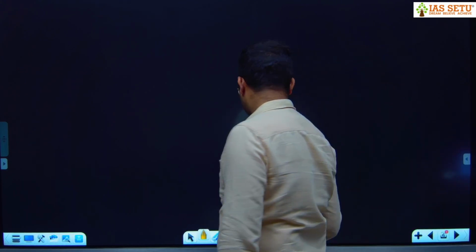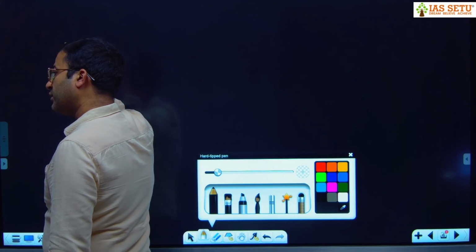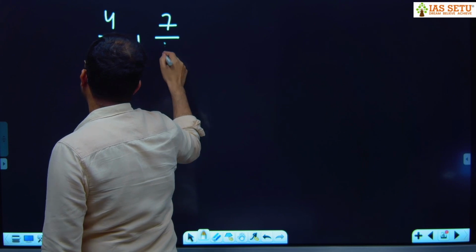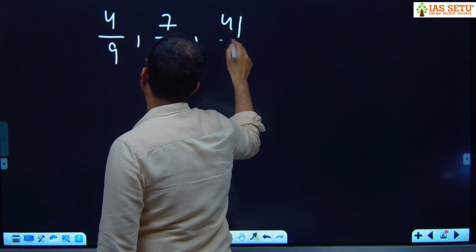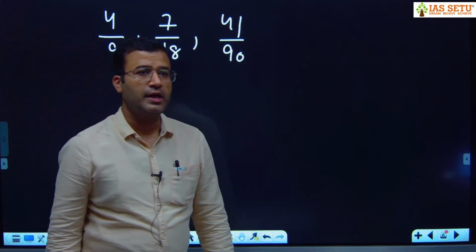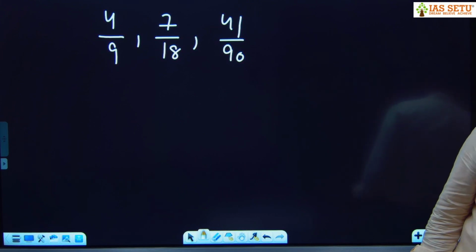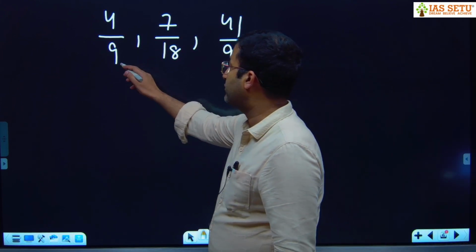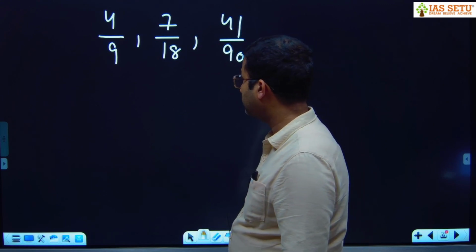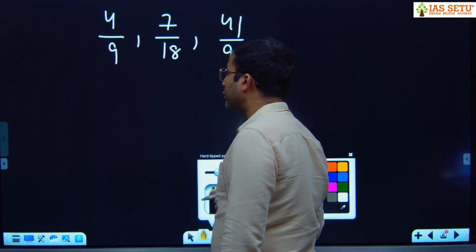Now here I take one more question. Those who joined late, just focus on this. Okay, your day starts from here today. 4 by 9, 7 by 18, 41 by 90. Although you can check, we have different denominators, and it is asked which one is the largest fraction here and which one is the smallest fraction. We have 9, 18, 90. So we can make it 90, so that each denominator will be 90. The task is to make the denominators the same.